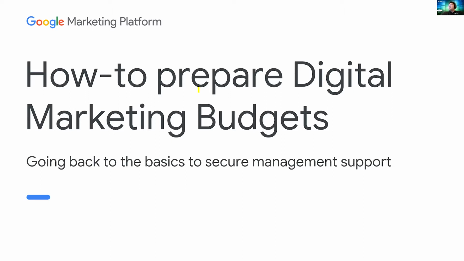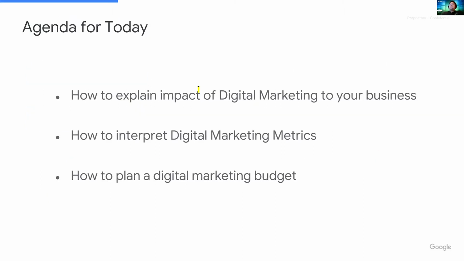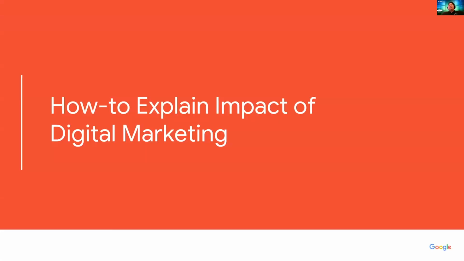Okay. So very quickly, the agenda for today will revolve around three main objectives, right? So number one, we want to be able to explain the impact of digital marketing to your business, right? And to do this, we need to help you interpret the metrics that you commonly observe whenever you receive reports. And last but not least, how you can actually use these data points to fuel your budget so that you're able to control performance in a more effective manner. Okay. So let's get to it.